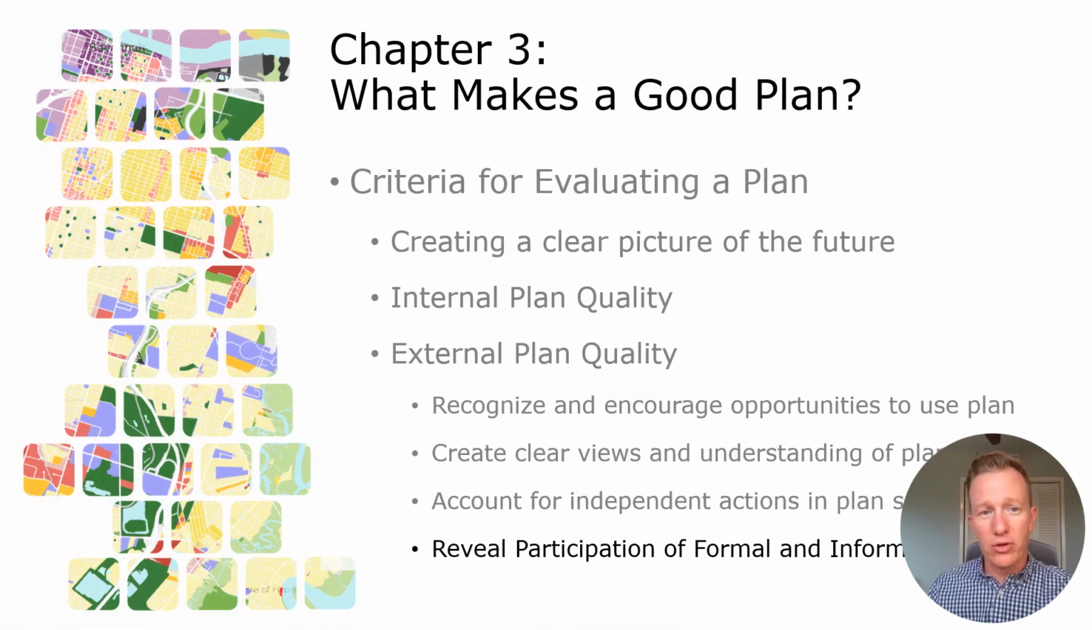The fourth external quality is, does your general plan reveal the participation that took place? Who was involved in this process? How did they participate? What effect did the participants have? When people gave input, did things change over time?